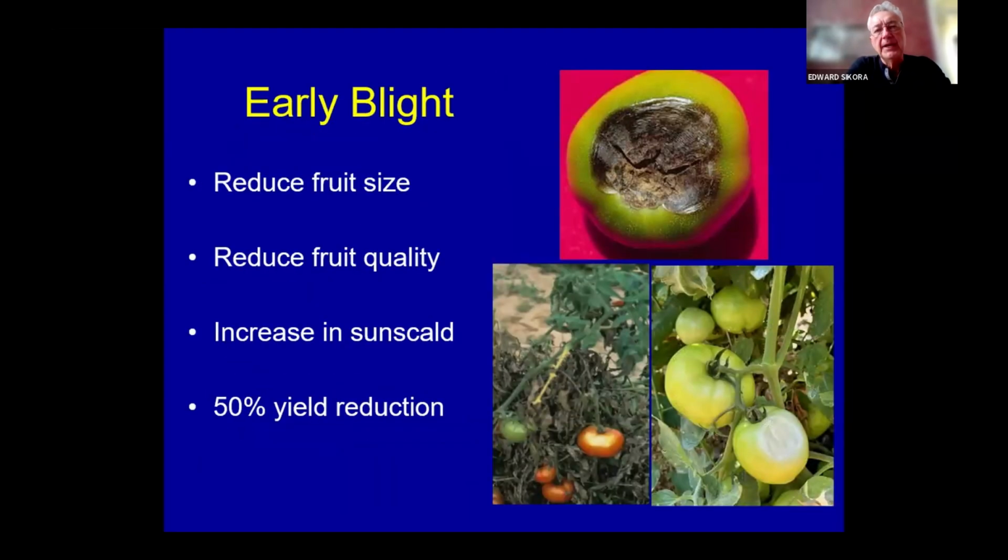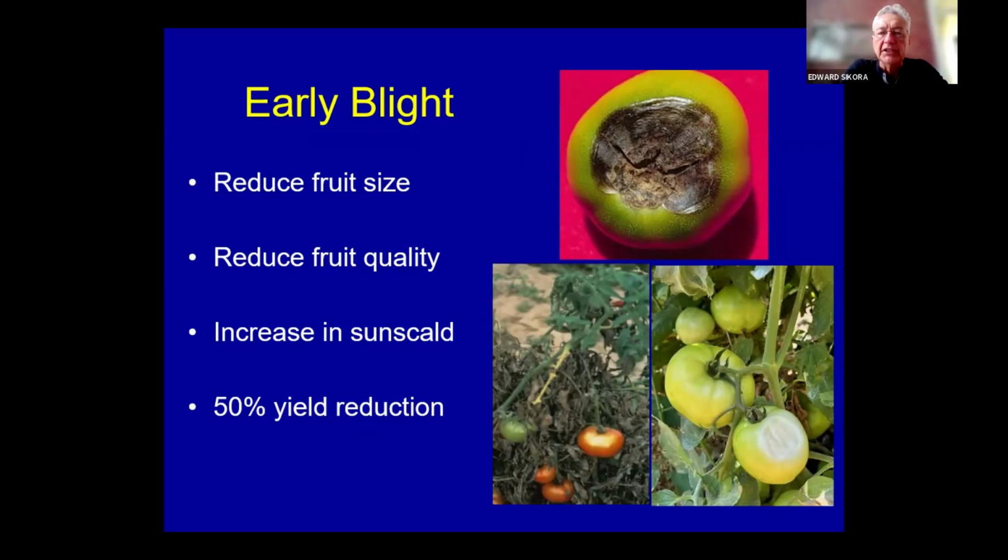I did a lot of work with this back in the 90s, fungicide trials, IPM trials to try and cut down the number of fungicides we use. What we found is that early blight, if you don't spray for it, you can see reduced foliage because the leaves die off, so you get reduced fruit size and fruit quality just due to the lack of photosynthetic area on those plants. You see more sun scald because you don't have the foliage to cover the fruit, so those fruit are exposed to the sun.